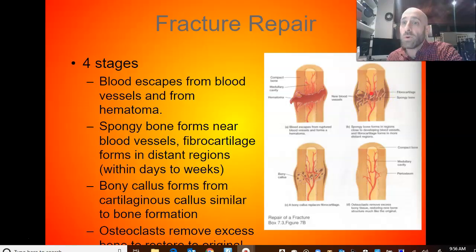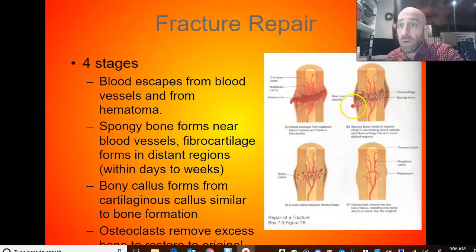And then something kind of cool happens. This is one of those situations where I just think it's so awesome how well constructed living things are. So what ends up happening is you get this thing called a callus forming. It's called the fibrocartilaginous callus. And what you end up getting, if you've ever broken a bone before, usually you get a bump where that bone is broken. And that's what you're seeing here. This is that callus right here.